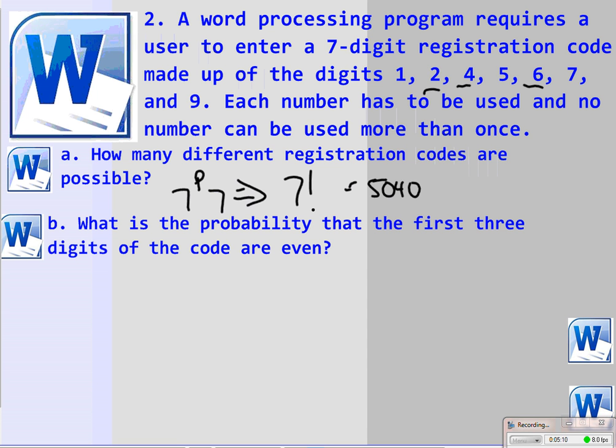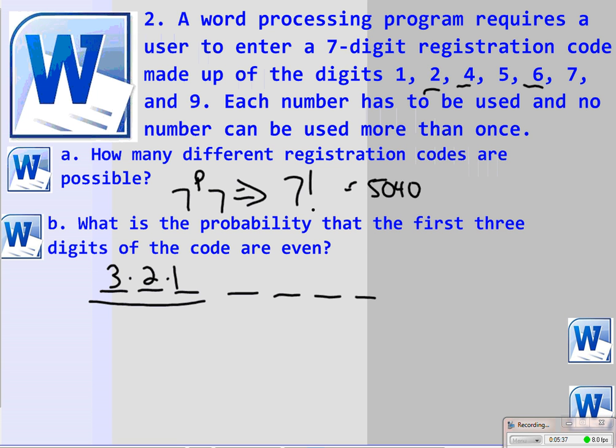So here's kind of the way I like to think about it. How many different ways are there to get the first 3 digits even? So you've got to break it up. Here's how I like to break it up. The first 3 have to be one way. The last 4 are obviously going to be odd. Okay, so here's how this works. This becomes like 3 times 2 times 1. And here's why. For the first 3, they have to be even.